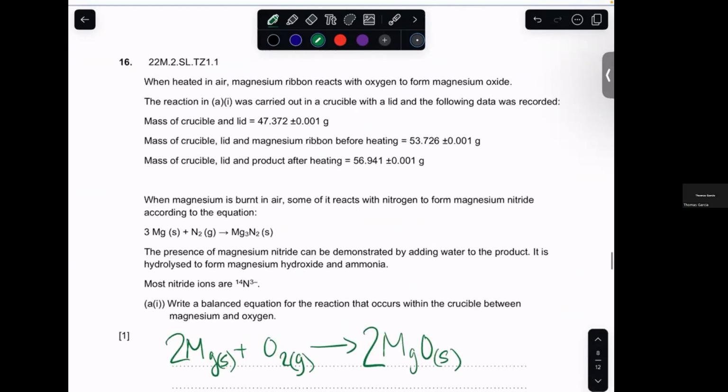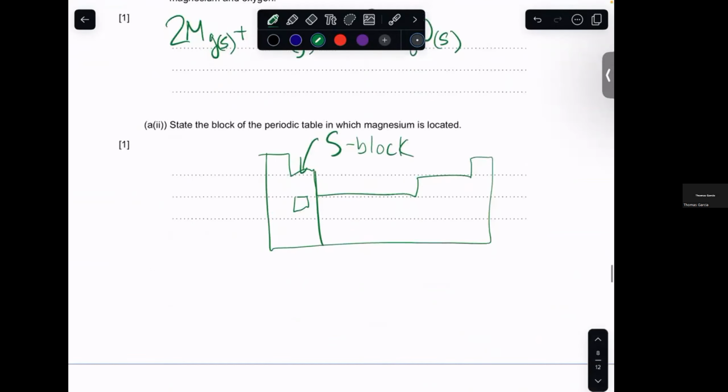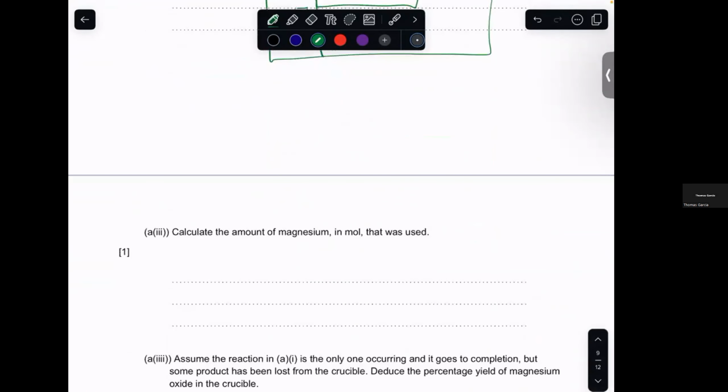Well, we can just do some subtraction. 53.726 minus 47.372. So we'll just go ahead and take those amounts right there and write 53.726 minus 47.372. And whatever that number is, that's going to be our total grams. And I'm just going to speed things up a little.